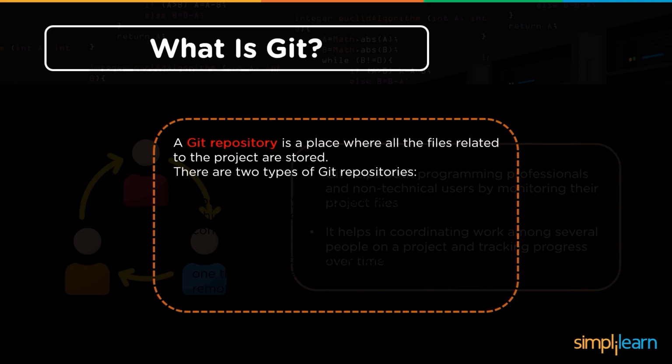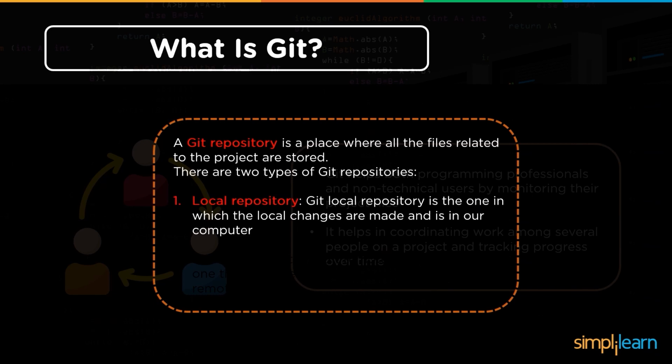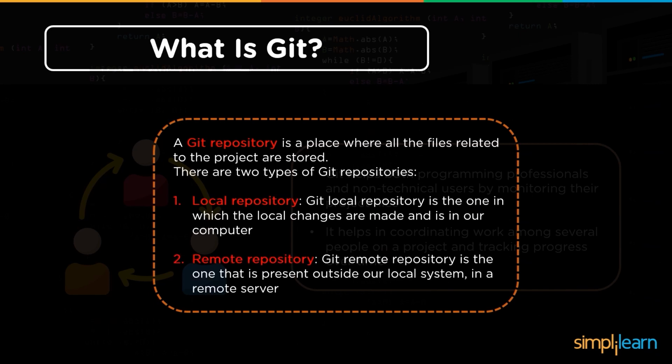So what exactly is a Git repository? A Git repository is a place where we keep all the files related to our project. There are two types of Git repositories: one is the local repository and one is the remote repository. When we work with the Git version control system, we have a central remote repository available on the Git server. This is not present on the local system, it's on a remote server.